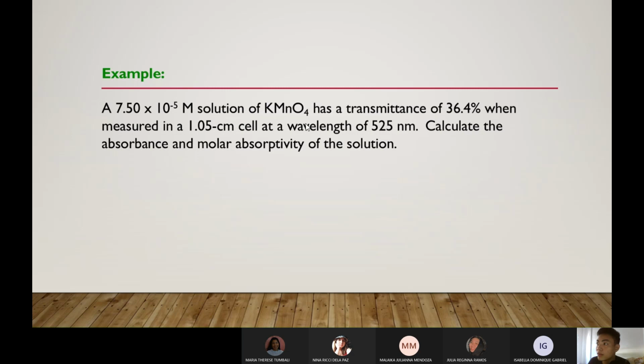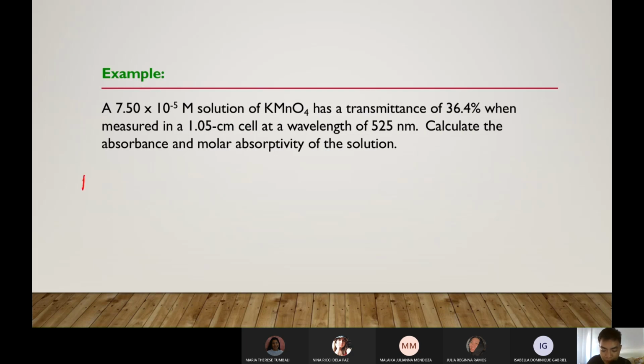Okay. For example, let's do this. A 7.50 times 10 raised to negative 5 molar solution of potassium permanganate has a transmittance of 36.4% when measured in a 1.5 centimeter cell at a wavelength of 525 nanometers. Calculate the absorbance and the molar absorptivity of the solution. Okay, so ano equations na gagamitin natin dito?